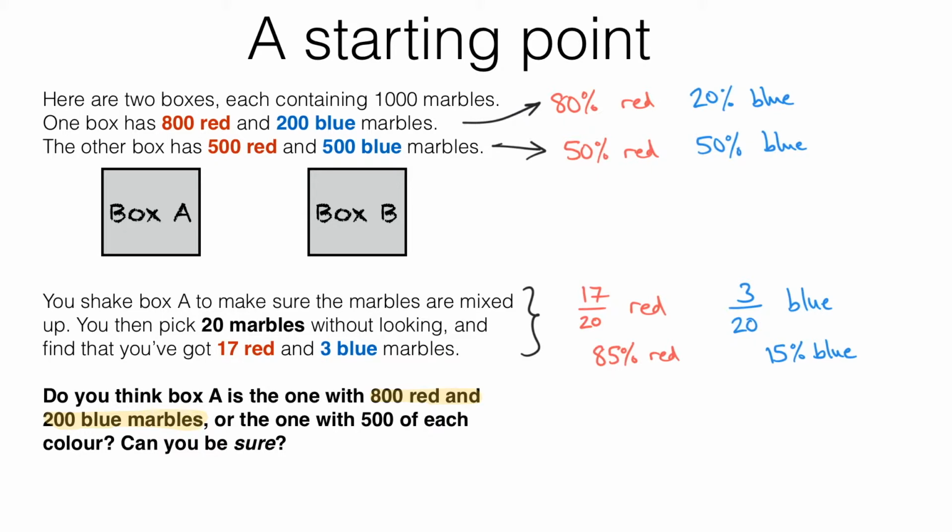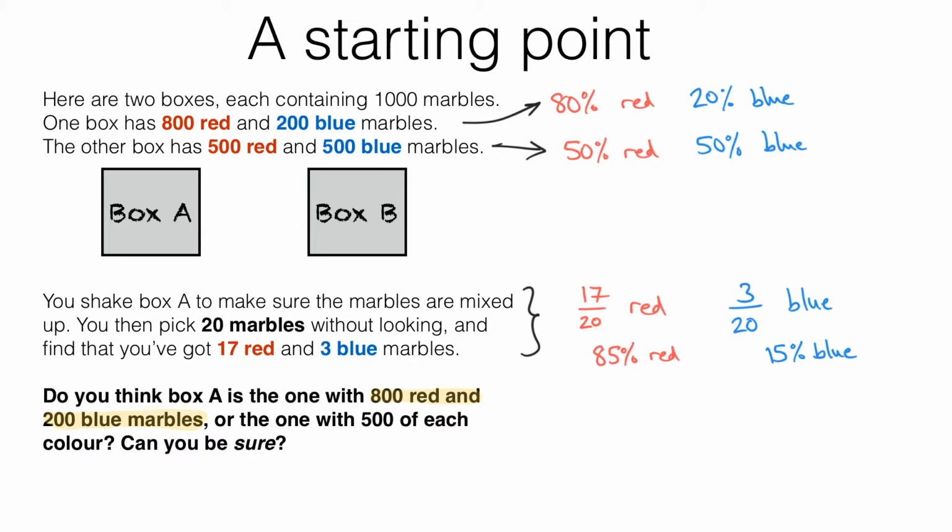Now, if we make the assumption that our sample is representative of the whole population, then we can expect that the whole population has about 85% red and 15% blue, which is pretty close to this here. So the assumption we're making is that our sample is representative of the whole population.